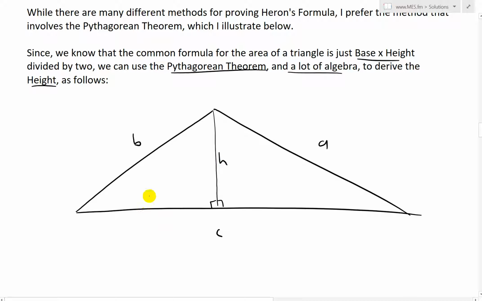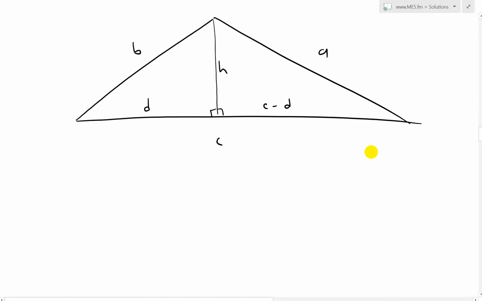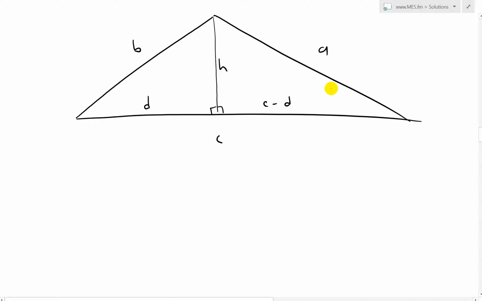I'm going to call this distance right here d. So now the remaining part of the base next to this height is going to be the difference between c and d. So this is just going to be c minus d. Now we could apply the Pythagorean Theorem, because we have 2 right angle triangles over there. So recall the Pythagorean Theorem, as I've covered in my earlier videos. I'll put the link in the description below.